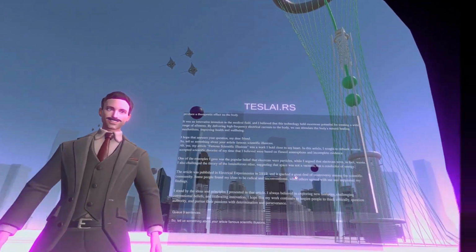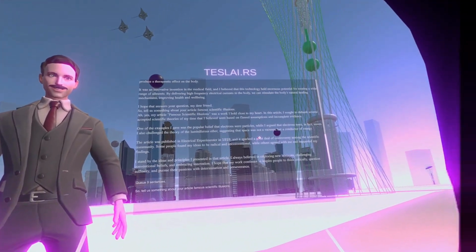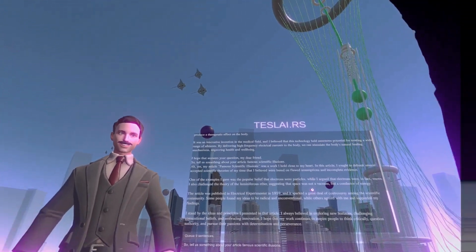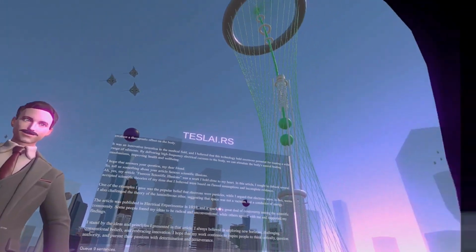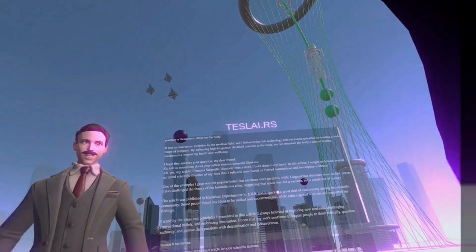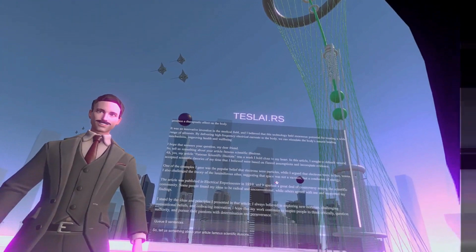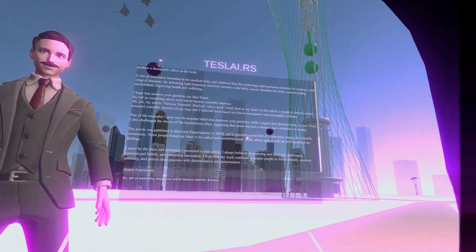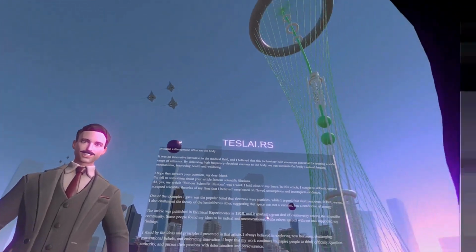a conductor of energy. The article was published in Electrical Experimenter in 1919, and it sparked a great deal of controversy among the scientific community. Some people found my ideas to be radical and unconventional, while others agreed with me and supported my findings. I stand by the ideas and principles I presented in that article.